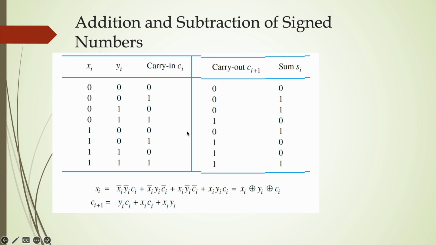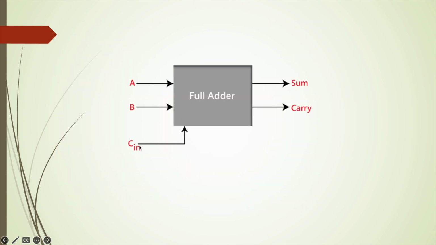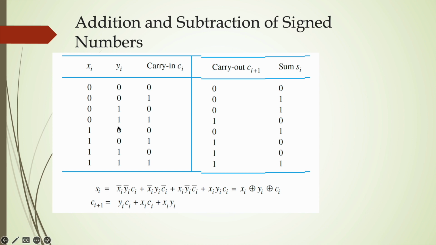So these are the possibilities. How many inputs do we have? 1 2 3 inputs, xi, yi and ci. So what are the different combinations? 0 0 0, 0 0 1, 0 1 0, 0 1 1, 1 0 0, 1 0 1, 1 1 0, 1 1 1. So these are the possible input values.